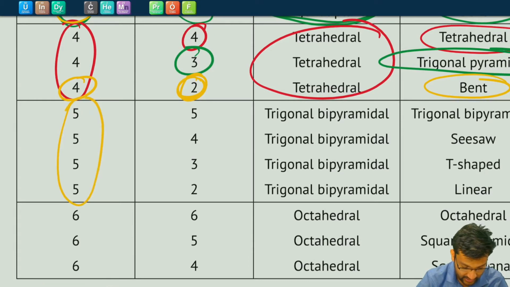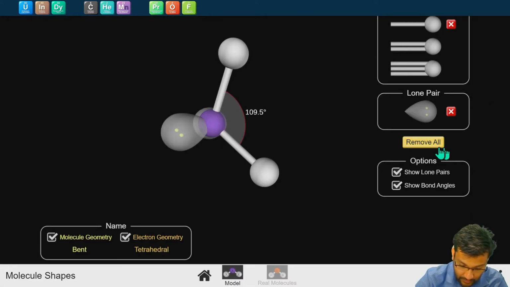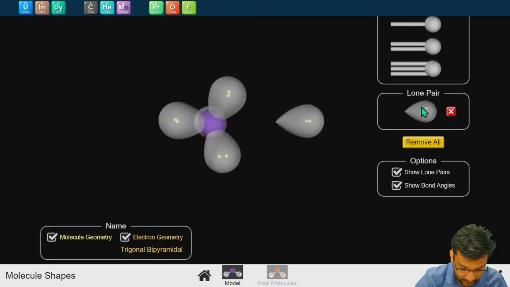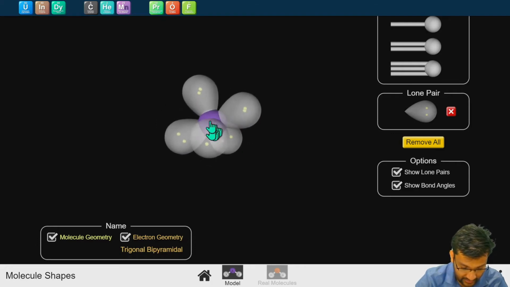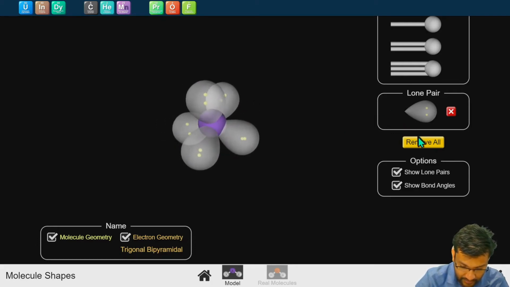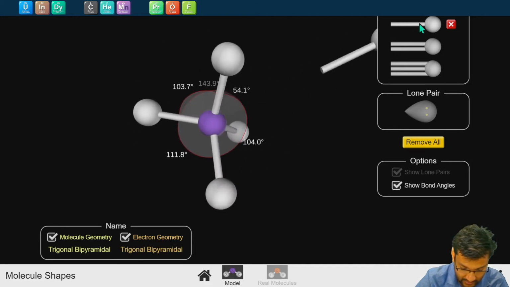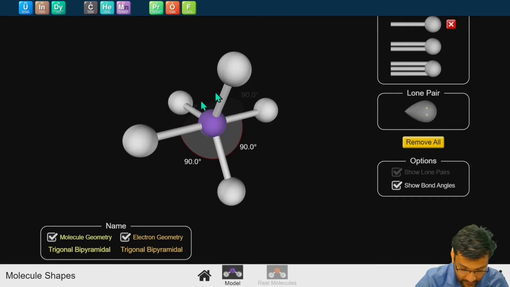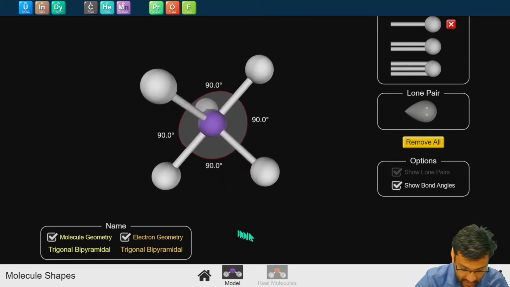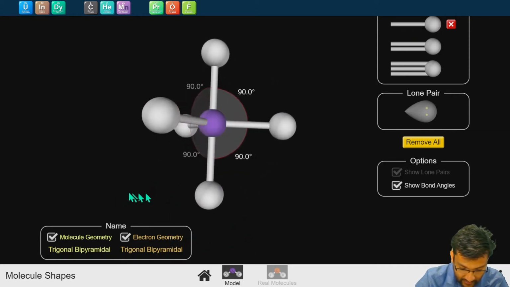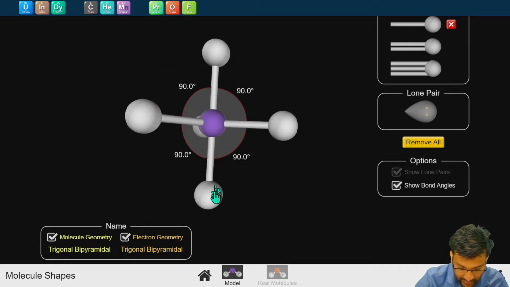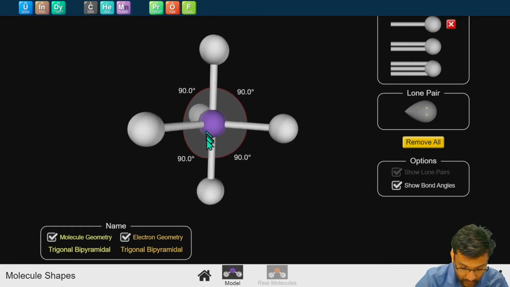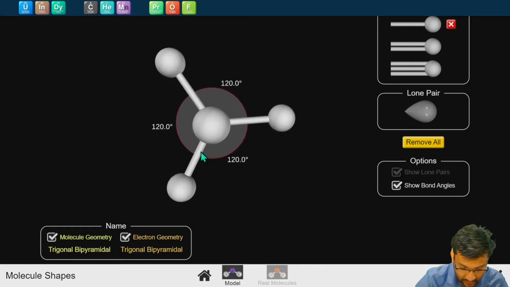Again, if we increase the electron groups to 5, let's remove everything and add 5 electron groups. This is what it looks like. Let's put 5 bonds instead to make it easier to see. This is what it looks like: 1, 2, 3, 4, 5. We form this sort of structure. If we look at it up and down here, it forms a 180 degree angle between these. But the ones in the middle, if we look from this angle, they're all separated by 120 degrees.